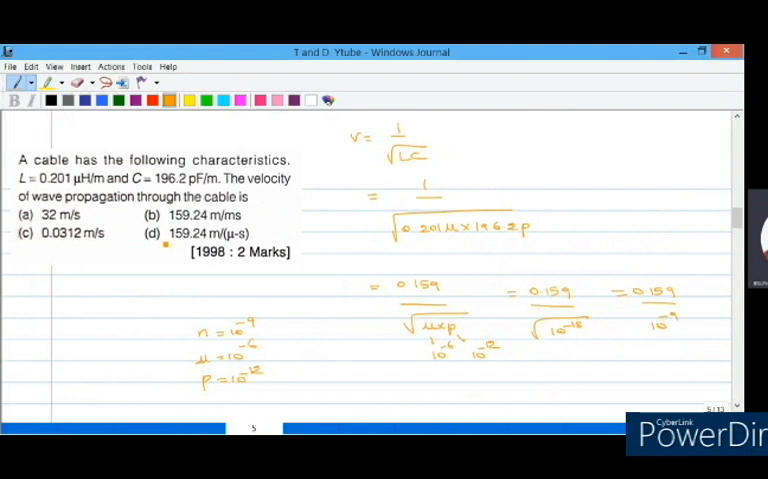So the option is either it is B or D. So we need to check the values here. So it is M stands for milli and micro stands for 10 power minus 6. So here we have 10 power minus 9. So simply multiply by 10 power 3 here. So I'll be getting 159, and here it is 10 power minus 6. So the option is D. So D is the correct answer. And let's go to the next question.